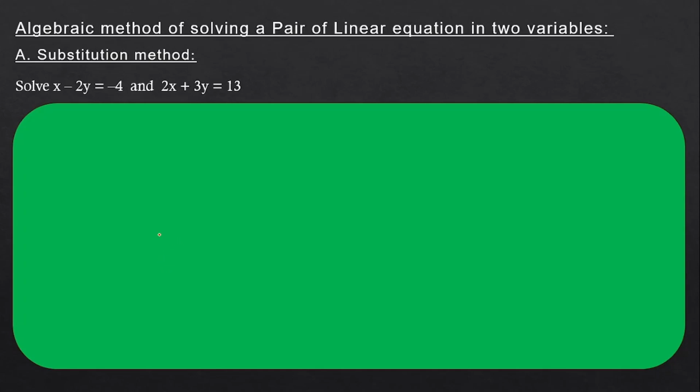For the algebraic method of solving a pair of linear equations in two variables, we have two basic methods. The first method is called the substitution method. We have been given a pair of linear equations and we will learn how to solve this pair using the substitution method. As the name suggests, here we are going to substitute. So let us understand what.